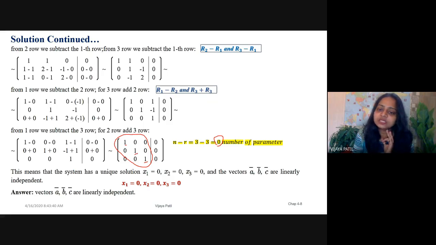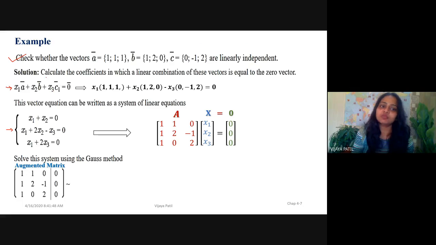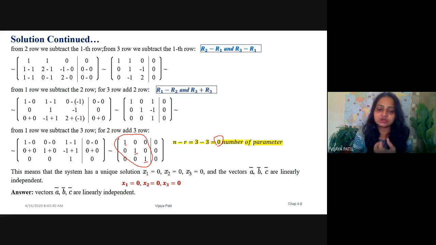And this is the meaning of 0 parameters. I need not take or assume any value from the real numbers. It automatically comes from solving these equations. So x1 equals 0, x2 equals 0, and x3 equals 0. What do you mean by that? If I put these values over here, I'm not going to get any relation between the vectors a bar, b bar, and c bar, and therefore I fail to get a relation between them, and so these vectors a bar, b bar, and c bar are linearly independent.